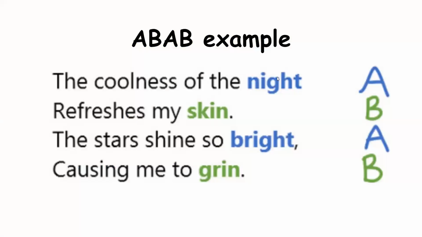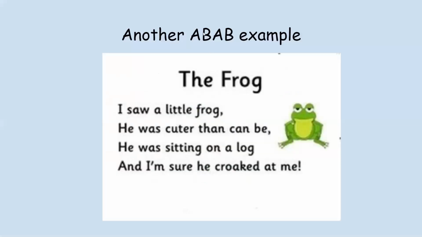The coolness of the night refreshes my skin. The stars shine so bright, causing me to grin. Notice the first and the third lines rhyme. That's indicated over here by the A and the A, where skin rhymes with the 4th line, grin. So that'd be the B and the B. This poem is an example of an ABAB rhyming pattern, where the first and third lines rhyme and the second and 4th lines rhyme.